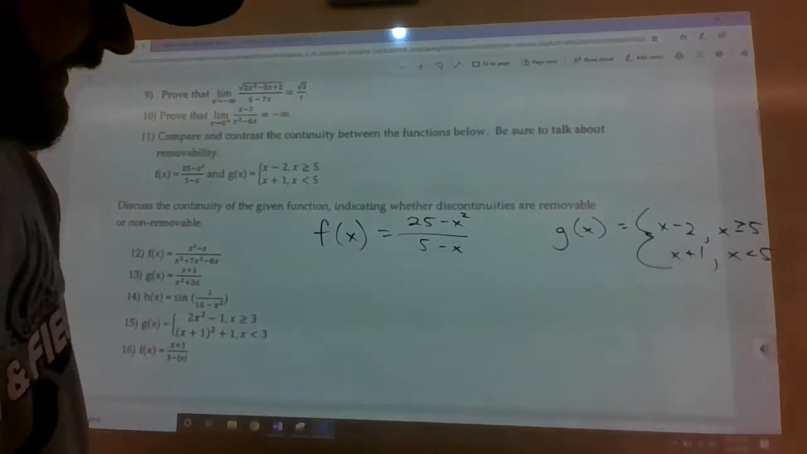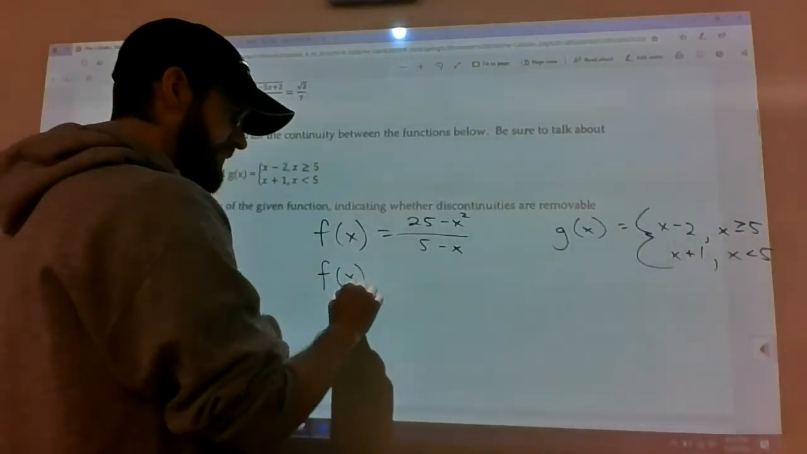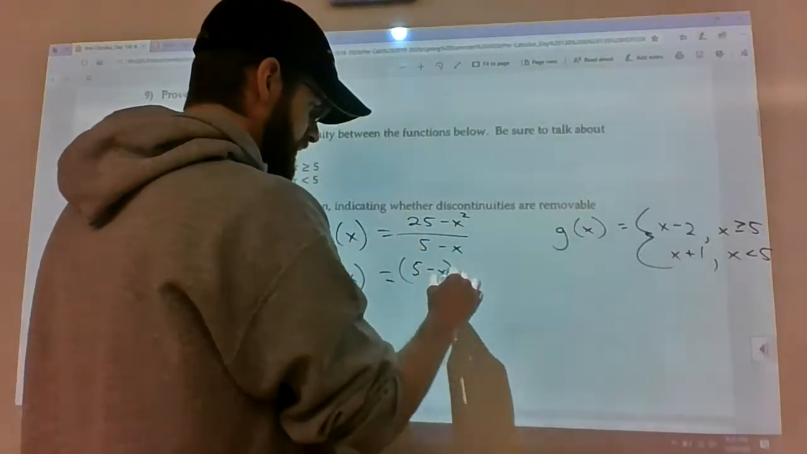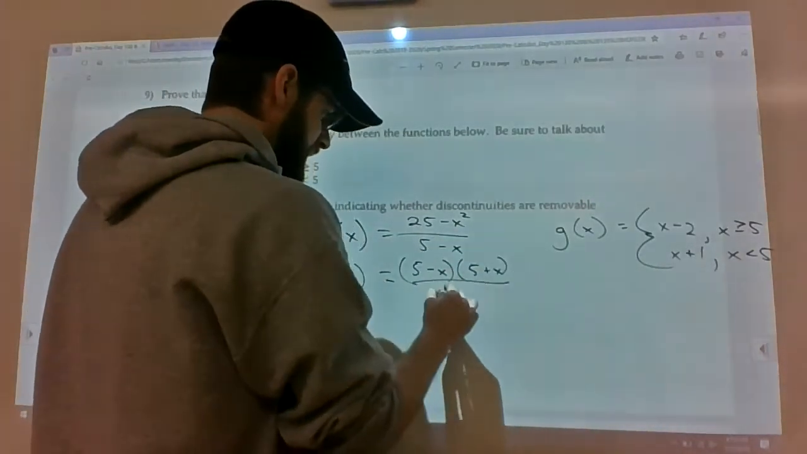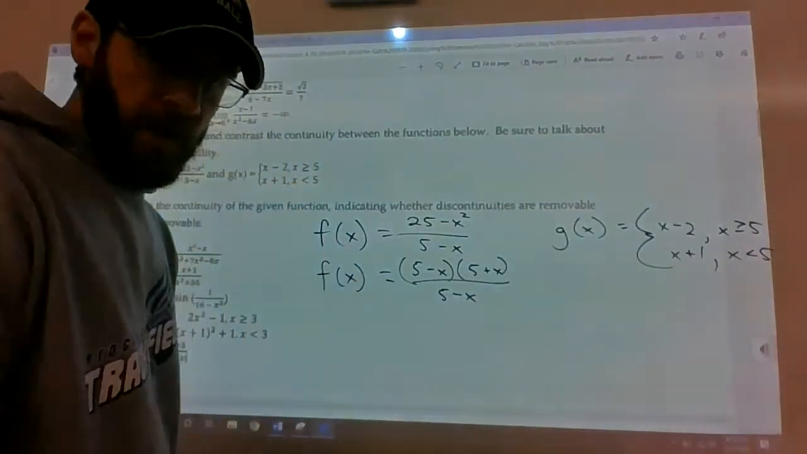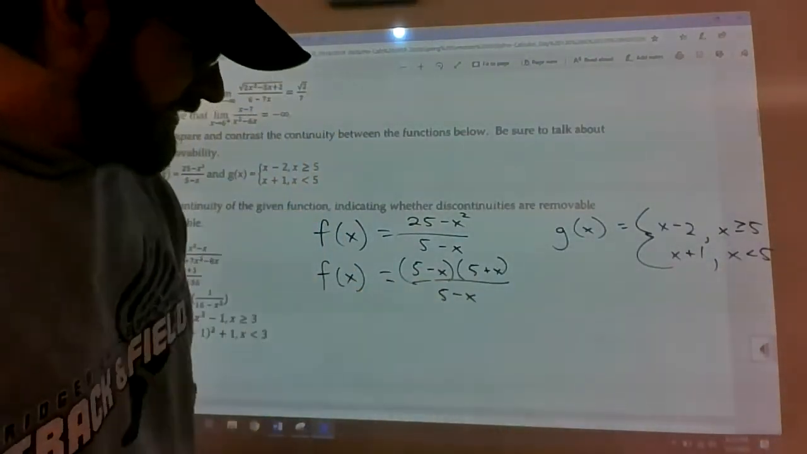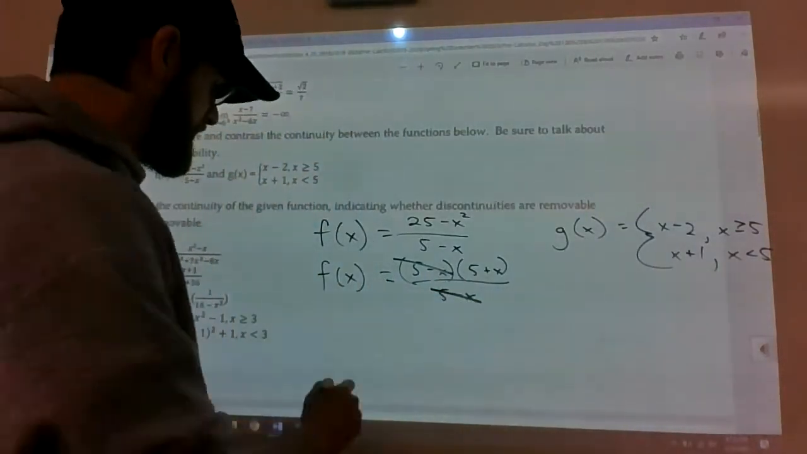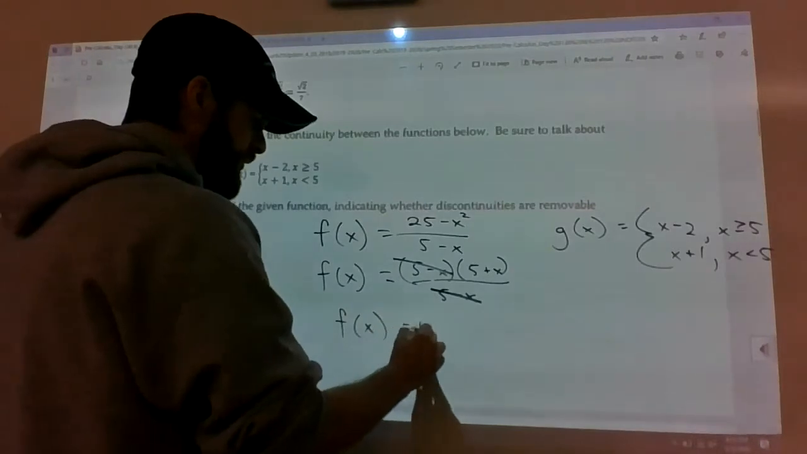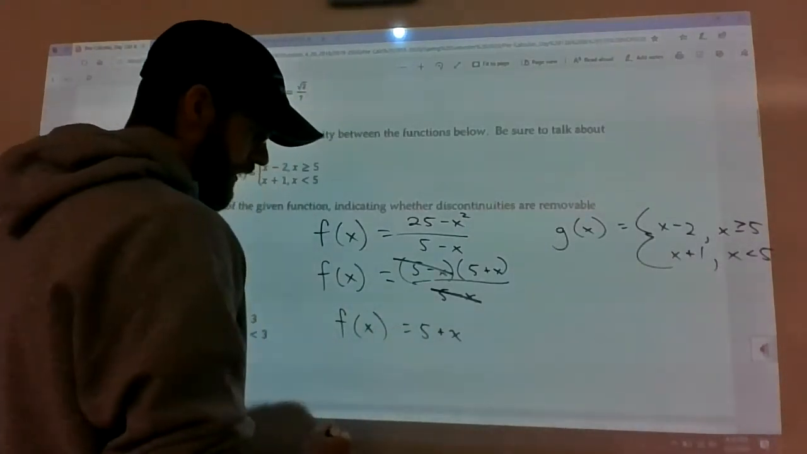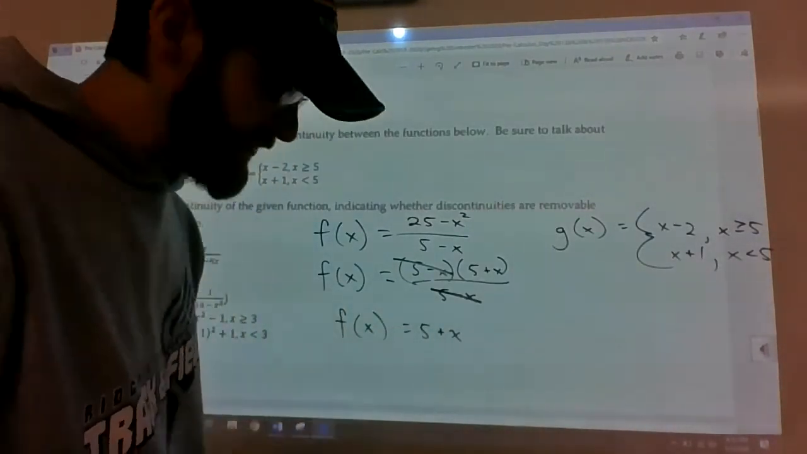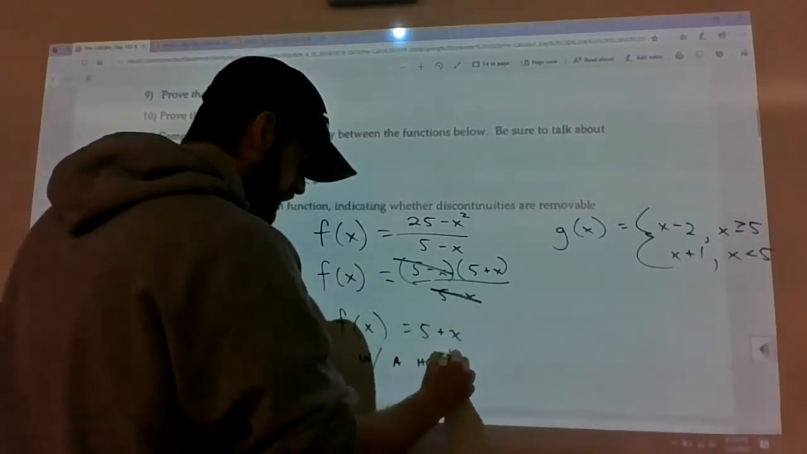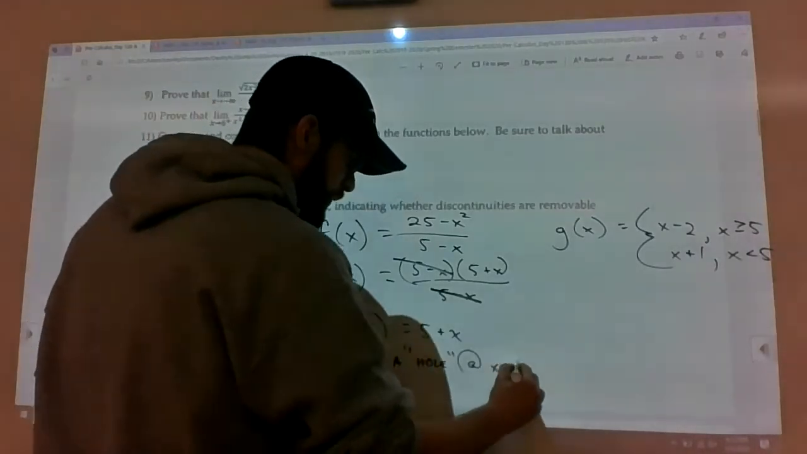Well, when we look at f of x, the top is a difference of squares in which one of the parts of that square cancels with the bottom. So f of x is equal to 5 plus x with a hole at x equals 5.